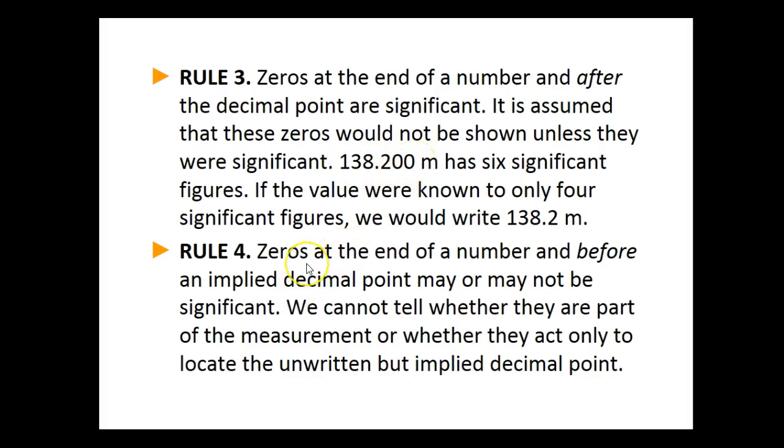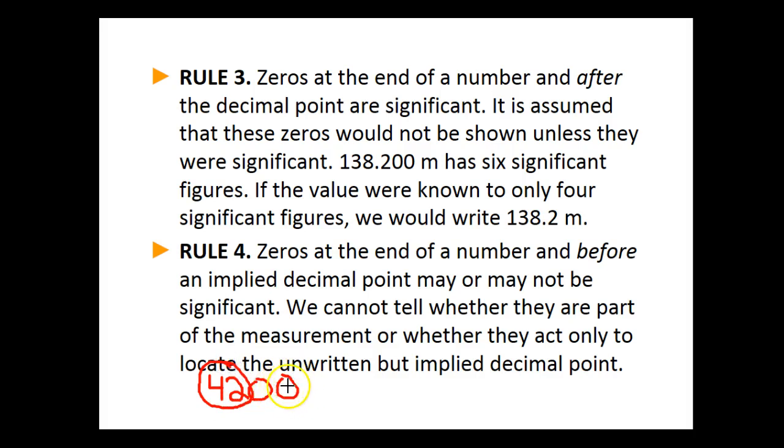And then the last rule, which is the most confusing rule, I think, that confused people in class: zeros at the end of the number and before an implied decimal point may or may not be significant. We cannot tell whether they're a part of the measurement or whether they act only to locate the unwritten implied decimal point. So here's an example of that. If we have a number that's, let's say, 42,000, this number would actually only have 2 significant figures.